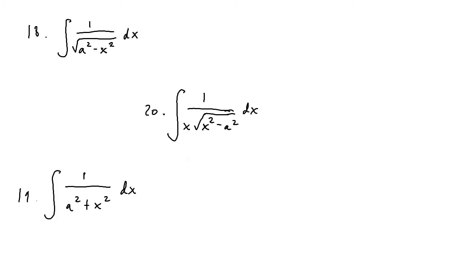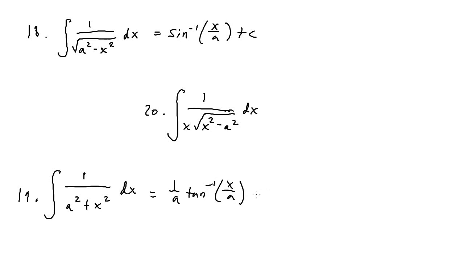Now finishing off with the last 3 integrals, for number 18, the integral of 1 over the square root of a squared minus x squared dx is going to be equal to arc sine or inverse sine of x over a plus c. Keep in mind, a is just going to be a constant and x is the variable. Now for number 19, the integral of 1 over a squared plus x squared dx is going to be equal to 1 over a arctangent or inverse tangent of x over a plus c.